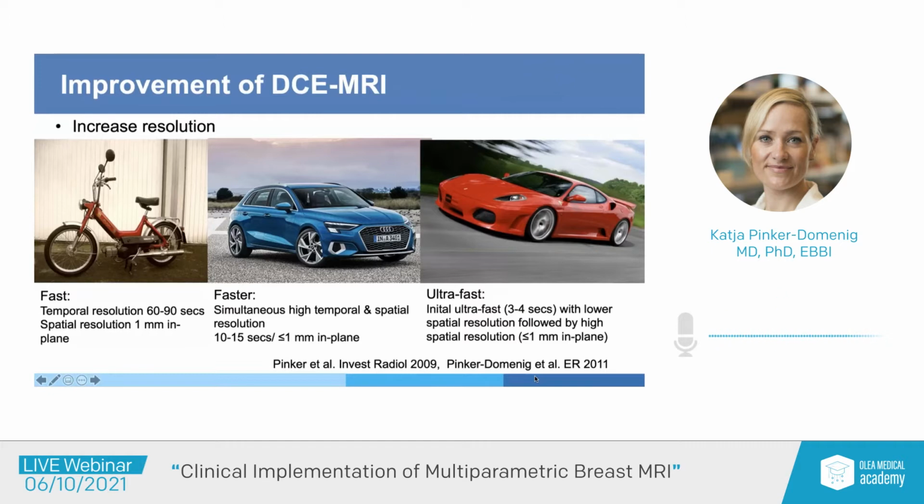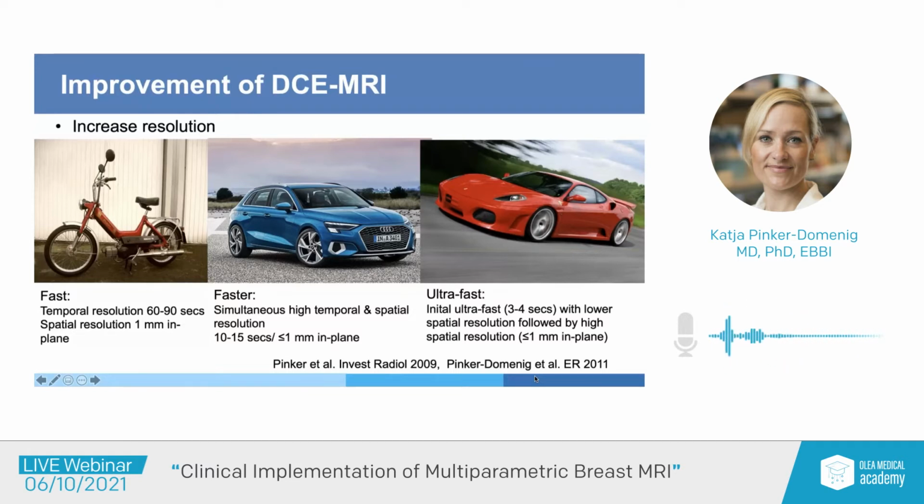There have been, of course, improvements to DCE MRI. When you think about where we started out with lower field strengths, then moving to 1.5 and 3T, we have also increased the resolution. Everybody, I think, is doing fast protocols, in the sense that our temporal resolution for the time points after contrast is 60 to 90 seconds with an in-plane resolution of 1 millimeter.